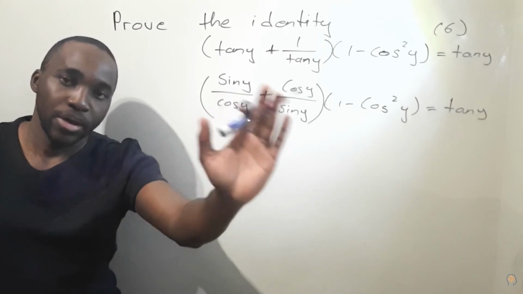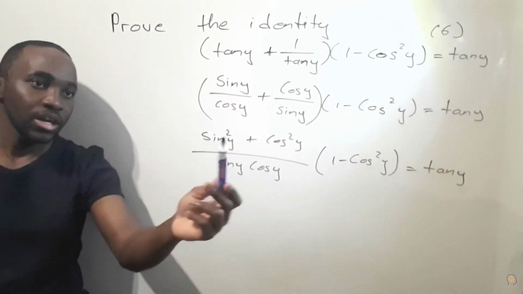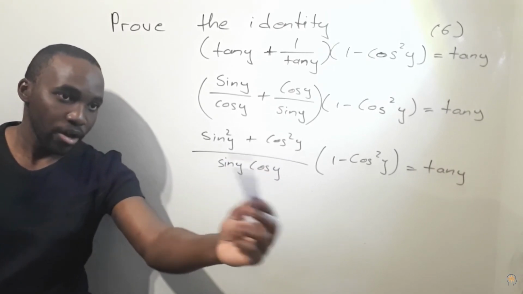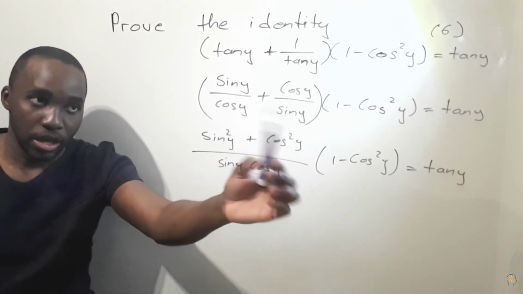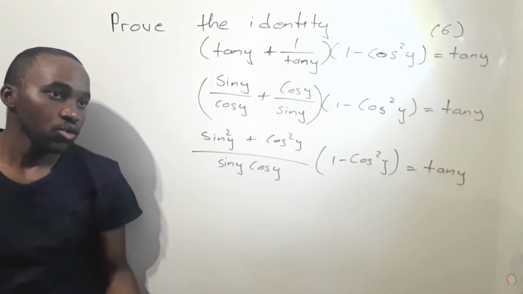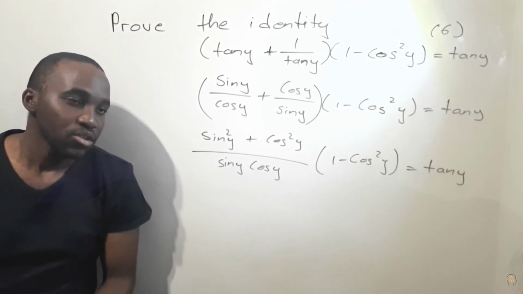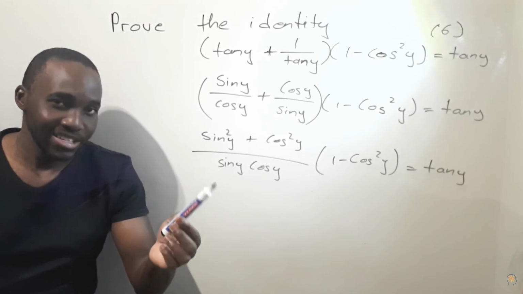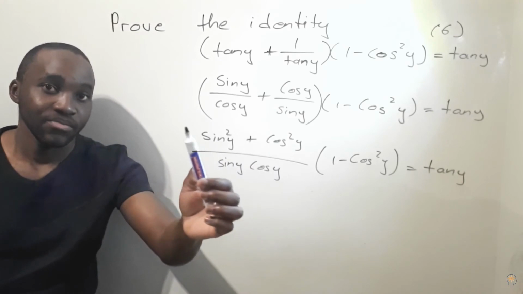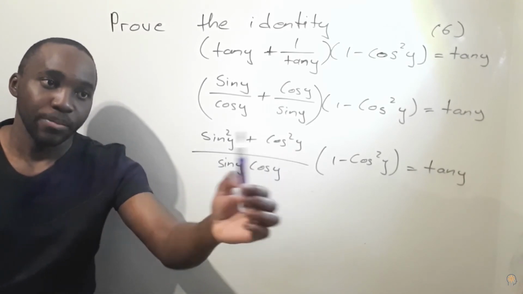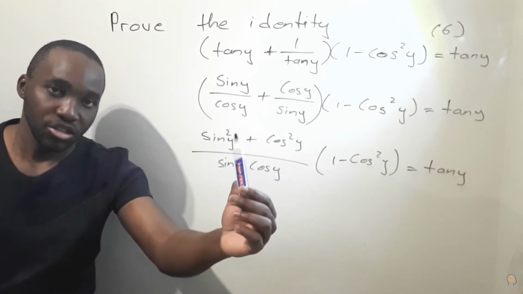If we get our LCD, we end up with sine squared y plus cos squared y over sine y cos y. All we did was get an LCD for these two. So what we now have is our expression on our left hand side. We may be thinking to ourselves, it doesn't seem to be getting any simpler. However, here at the top, this is just a square identity. And this is just a 1, because sine squared of a value plus cos squared of that exact same value will always just give you a 1.